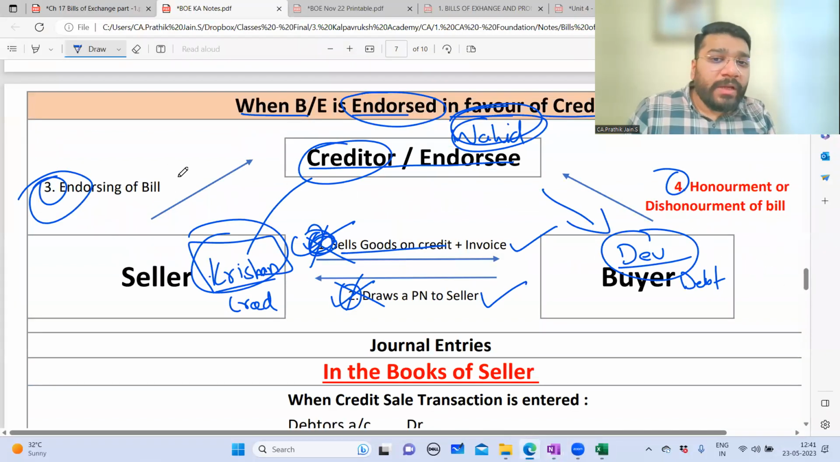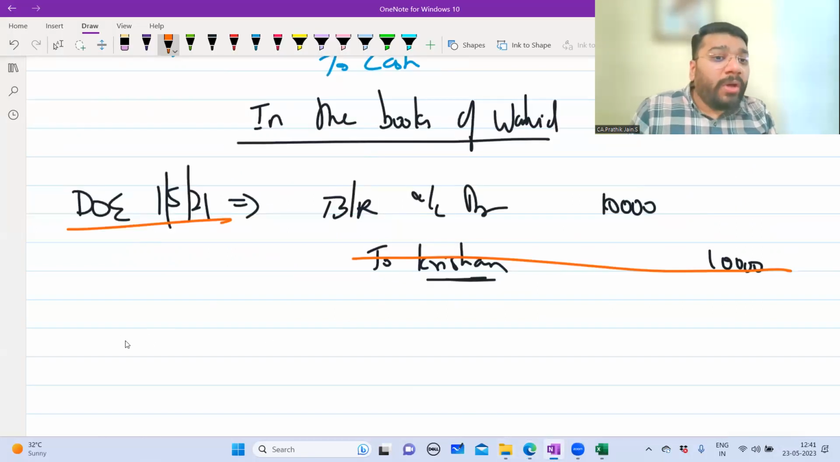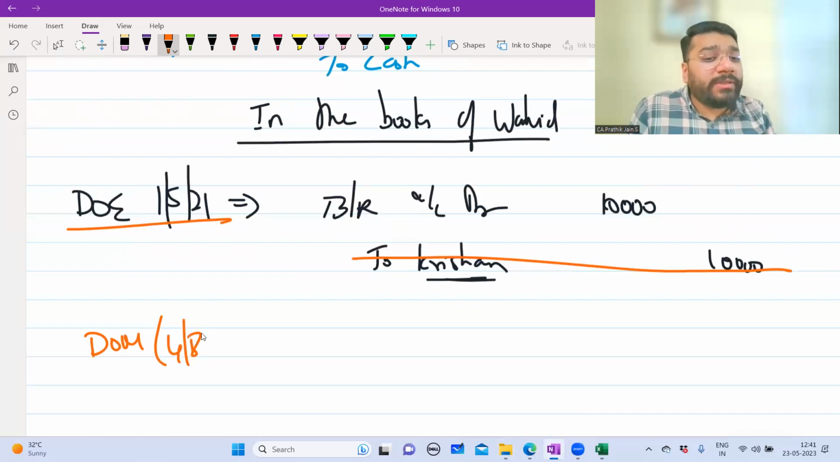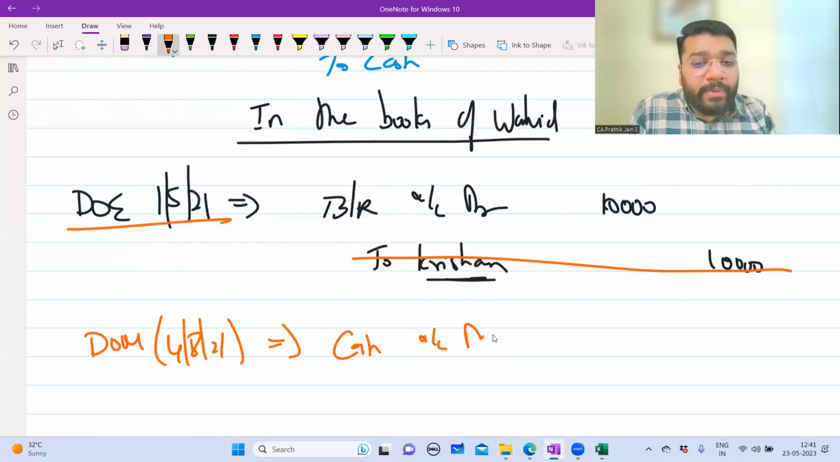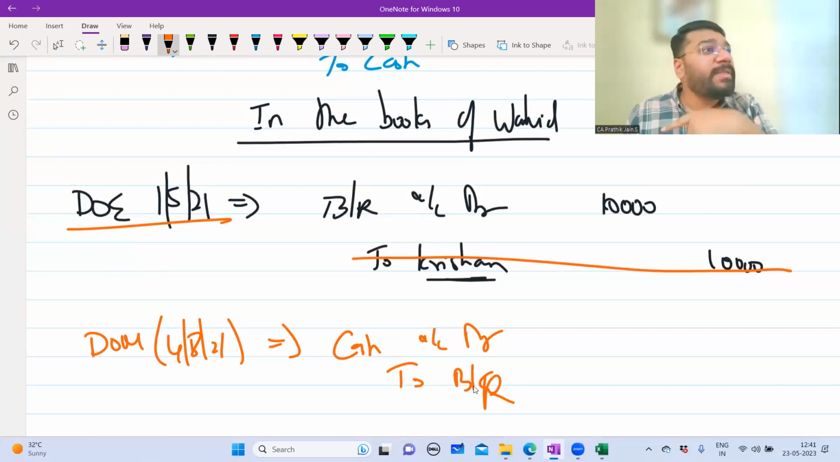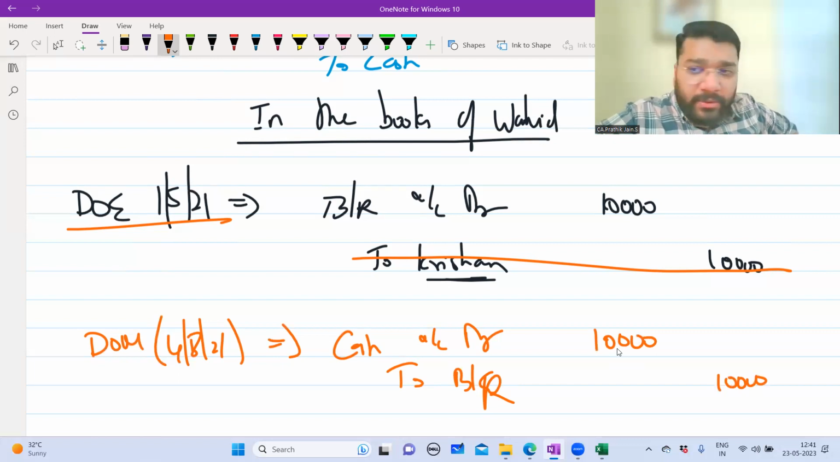Now, the fourth transaction is happening between Wahid and Dev. Will Wahid record this? The answer is 100% yes. So what will be the entry? On the date of maturity, that is 4th of August 2021, Wahid is receiving the money. So cash account debit against the bill of exchange. He has to hand over the bill to Dev. So credit what goes out. The bill is going out and cash is coming in. So cash account debit to bills receivable. Any problem? This is the entry in the books of Wahid.